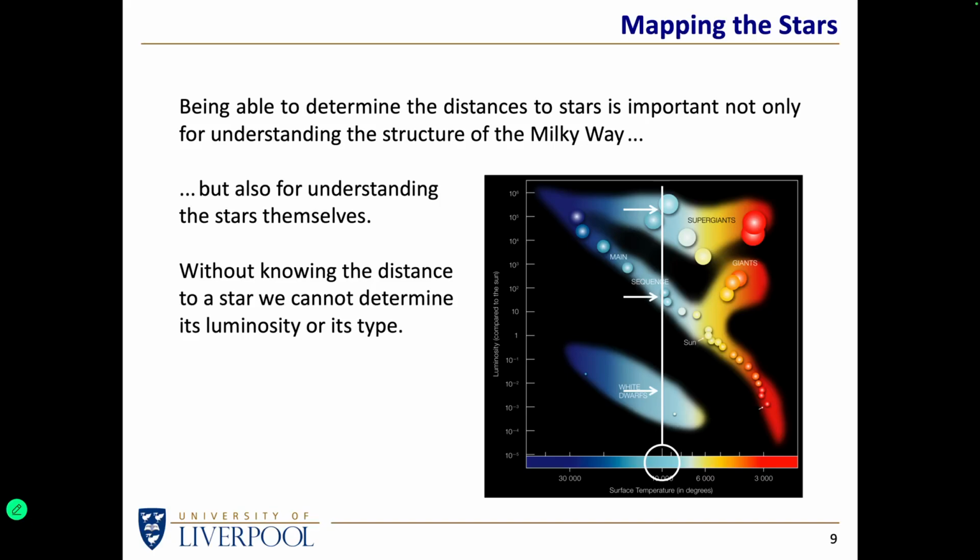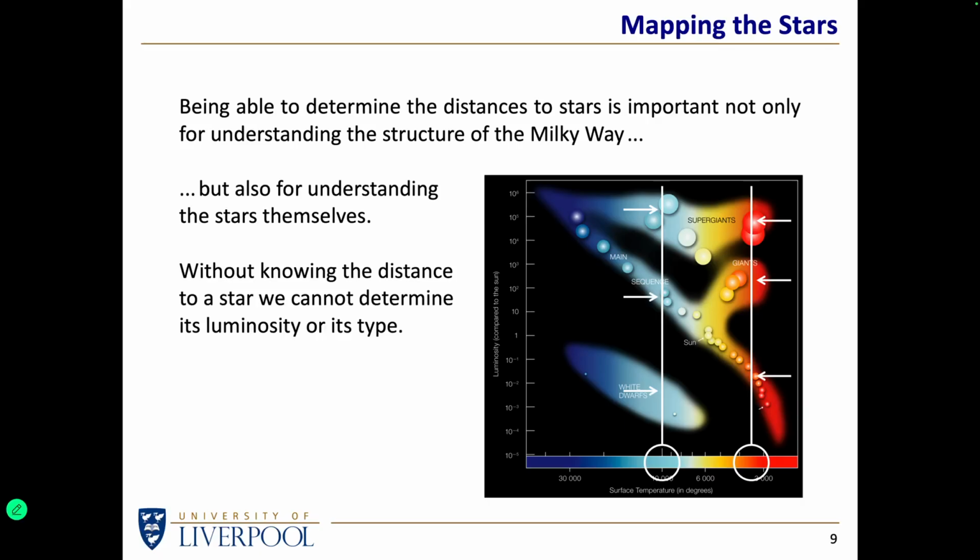Similarly, if we look at a red star, how do we know if that red star is a supergiant or whether it's a red giant or whether it's a red dwarf? Yes, we can get some clues from the spectrum of the star, but in principle, if we don't know the distance, then we can't determine absolutely its luminosity. And if we don't know its luminosity and its surface temperature, we don't know where on this diagram it is, so we don't know what type of star we're dealing with.